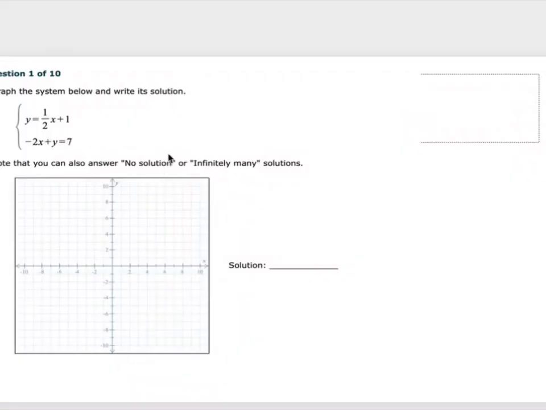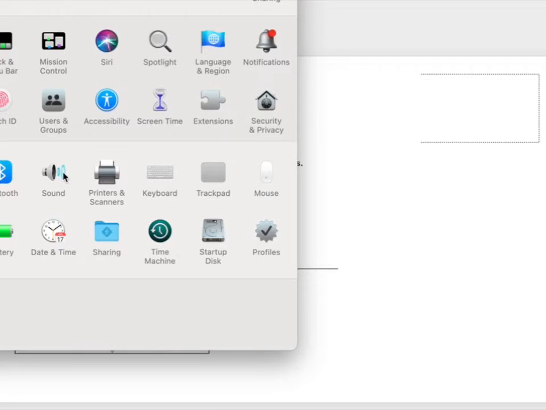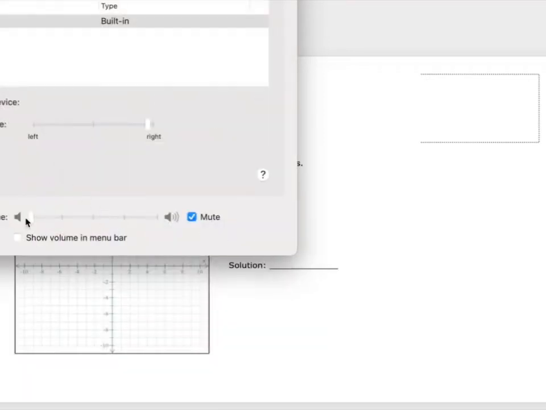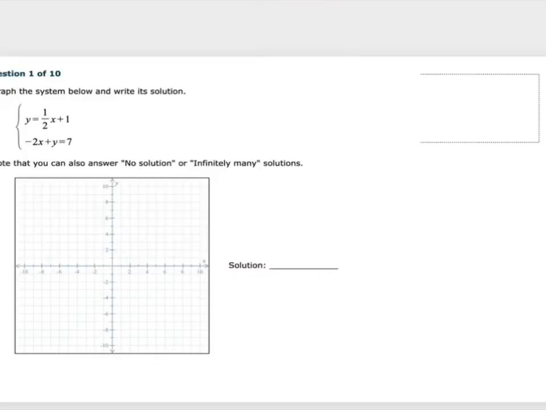Right, my amazing students, we are going to check my sound and just make sure my sound is okay. Oops, my sound is completely off, so hopefully that will be good.